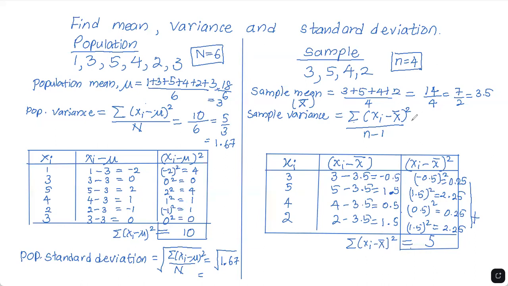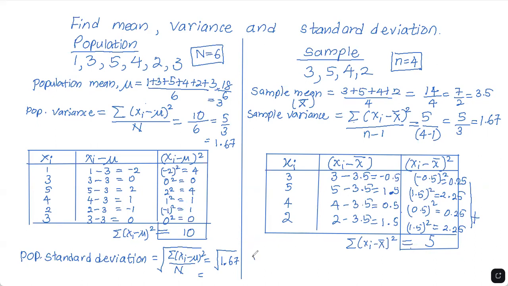Now in the denominator you have 4 minus 1, because it is n minus 1. The sample size is 4, so you subtract 1 from the sample size. That gives 5 over 3, which is 1.67. So our sample variance is the same as the population variance, as you can see.